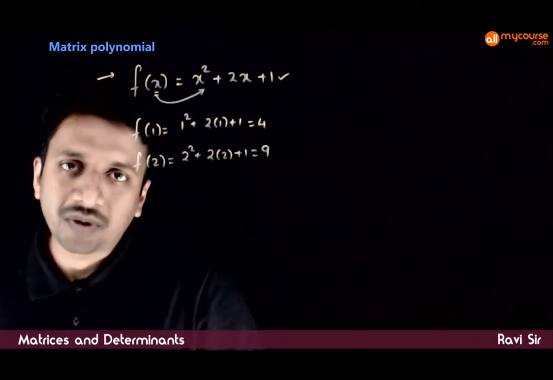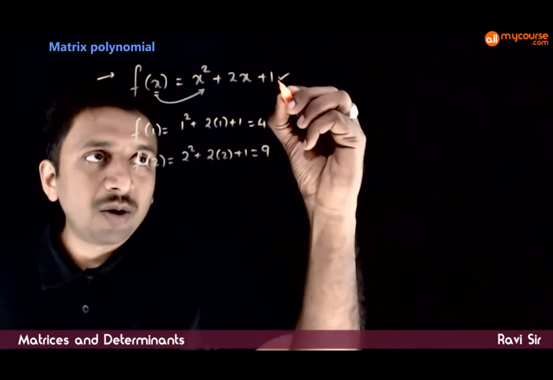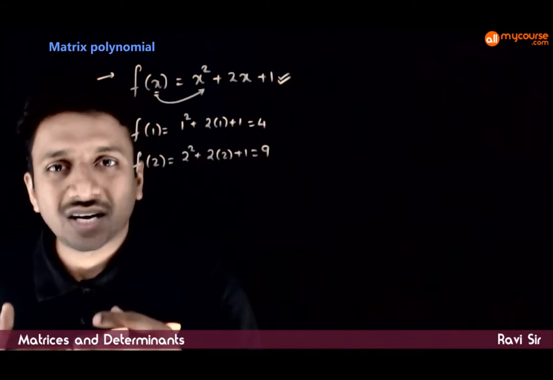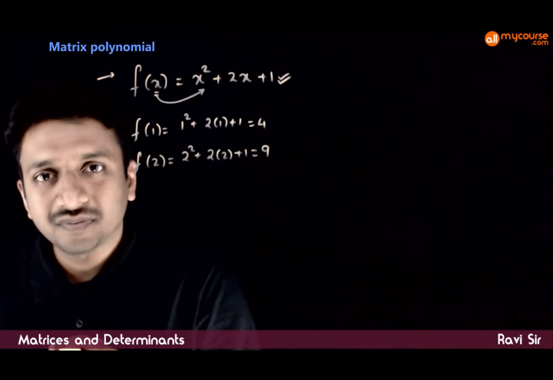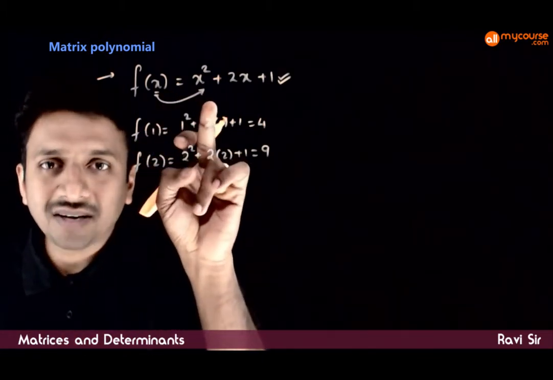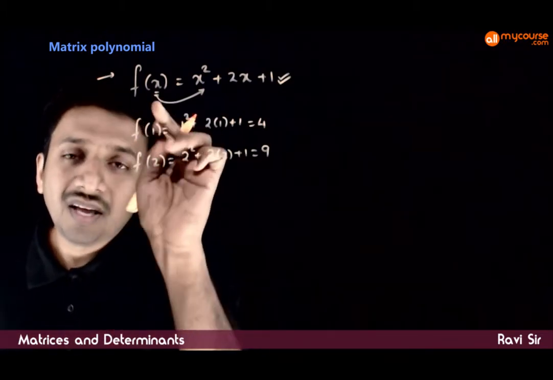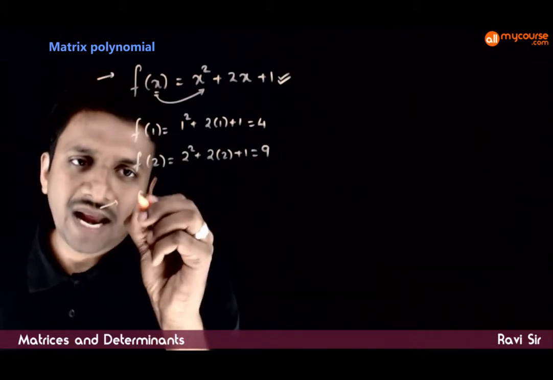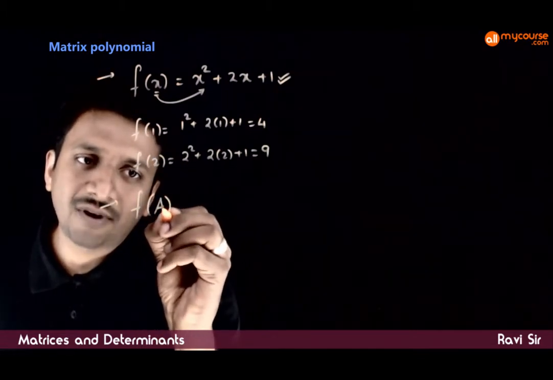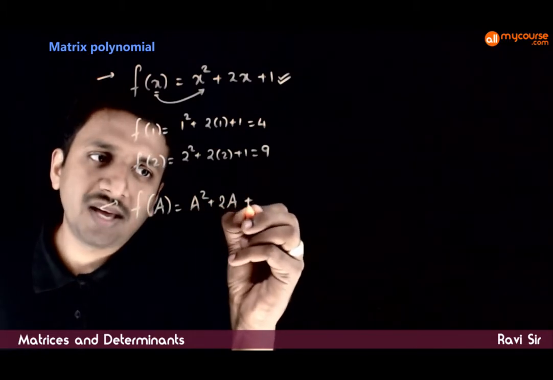of the polynomial. Now, is this polynomial defined over the set of matrices also? Can I substitute x as a matrix and get some matrix as the answer? For example, if I take this polynomial and define it over matrix A, f of A is equal to A square plus 2A plus 1.